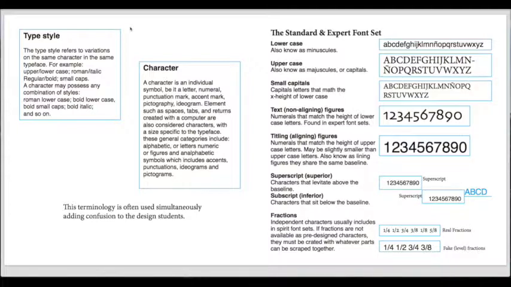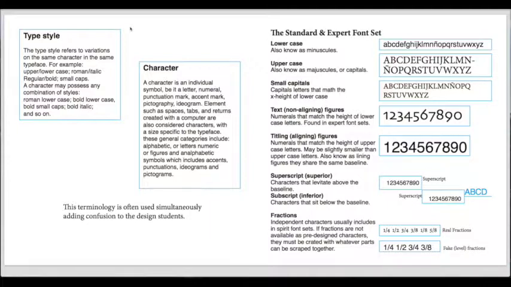Standard and expected font set. Lowercase, also known as minuscules. Uppercase, also known as majuscules or capitals. Small capitals. Capital letters that match the height of a lowercase letter. Nonaligning figures. Numerals that match the height of a lowercase letter. Expert font set.